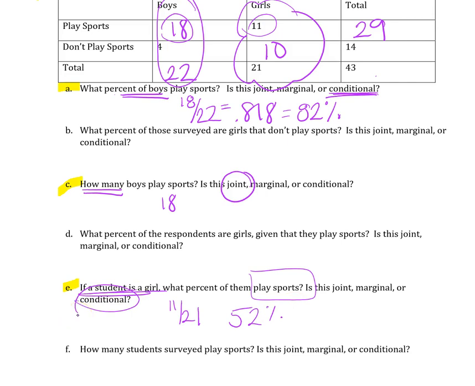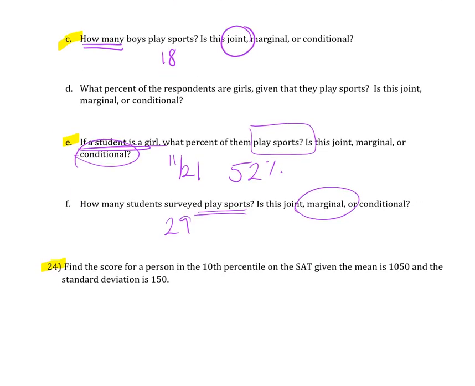Okay, I'm going to do one more here. How many students surveyed play sports? If I go to play sports, there's 29 students. This is considered a marginal frequency. It's just a number, because the margin told us the answer, 29 as a subtotal. If I said, what's the probability of randomly selecting a student and they played sports, then it would be 29 out of a total of 43. And that's still marginal, but then it's a marginal probability. Either way, your answer is coming from the margins.